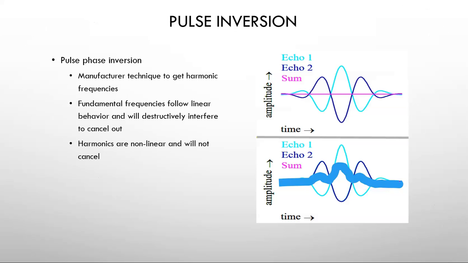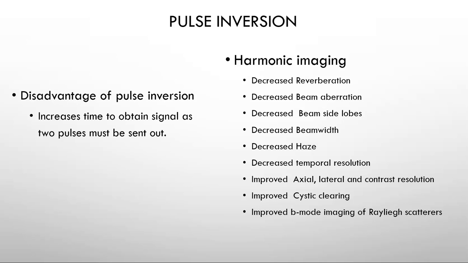So pulse inversion is a technique that manufacturers developed to get better harmonic images. Fundamental frequencies follow linear behavior and will destructively interfere with one another. Harmonics are nonlinear, and so after the destruction of the fundamental frequency, the only thing left is the harmonic. There's a disadvantage to the pulse inversion technique in that it increases the time to obtain the signal, as you must send out two different signals.